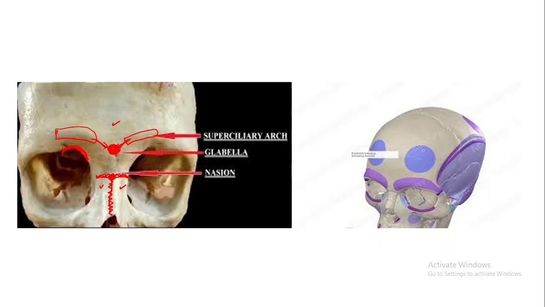Then above the superciliary arches, two rounded elevations are seen, one on each side. They are called the frontal eminences. And one more feature remaining in the forehead portion of norma frontalis is this portion, the supraorbital notch or foramen. It gives the passageway for the supraorbital nerves and vessels.